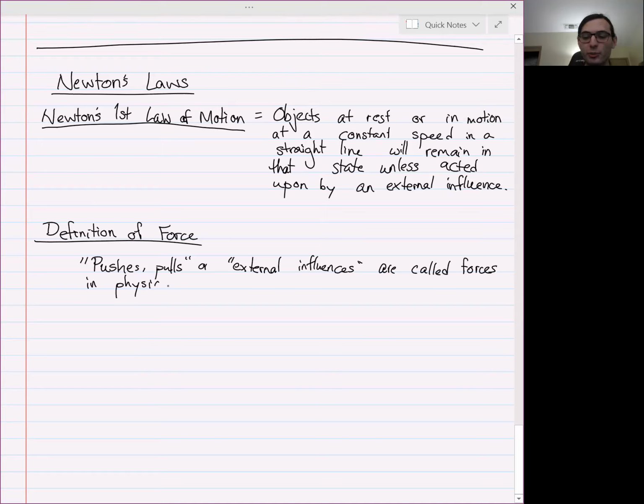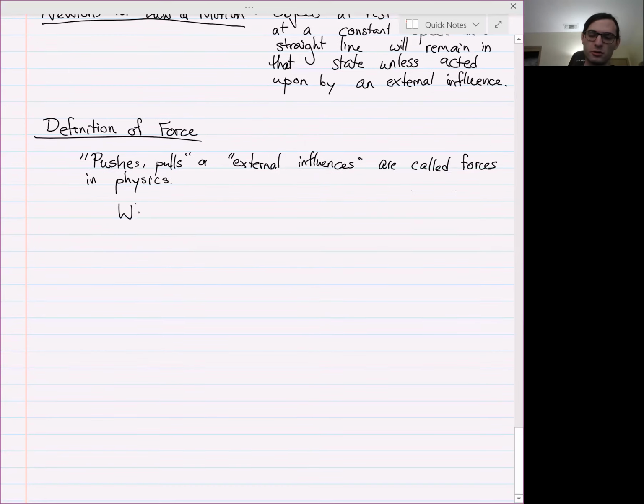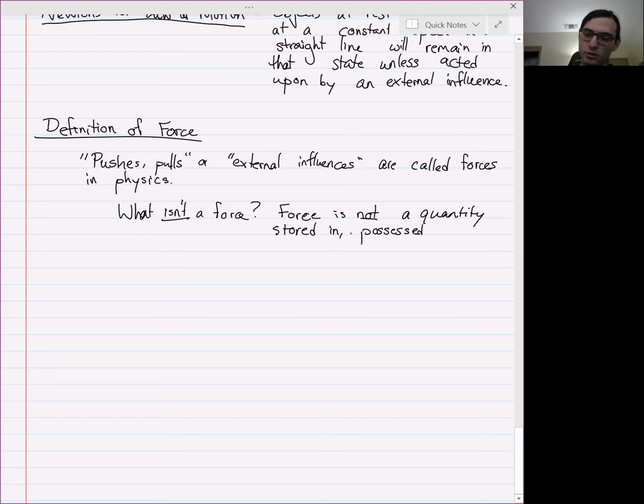So unfortunately, it's quite likely that the mental model that a lot of you guys will have for what a force is just isn't right. And so we're going to try to replace it so that you do have the correct mental model for what a force is. So let's first talk about what isn't a force. Force is very much not a quantity stored in or possessed by an object.